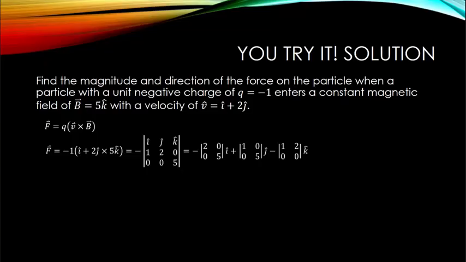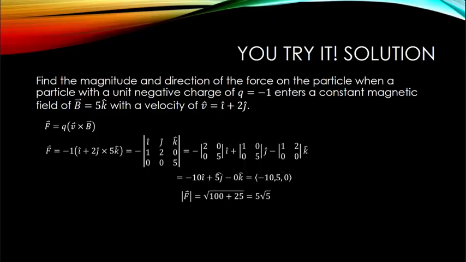1, 2, 0, 0, 0, 5. This is equal to minus the determinant of a 2 by 2 matrix 2, 0, 0, 5 times i-hat plus the determinant of the 2 by 2 matrix 1, 0, 0, 5 j-hat minus the determinant of the 2 by 2 matrix 1, 2, 0, 0 k-hat. In vector component form, my vector is negative 10 i-hat plus 5 j-hat minus 0 k-hat, and in component form, I get negative 10, 5, 0.